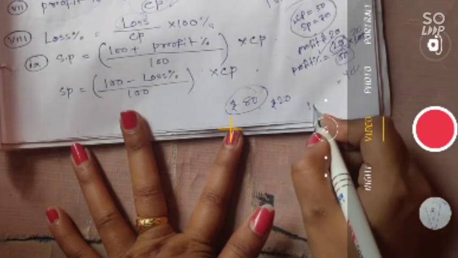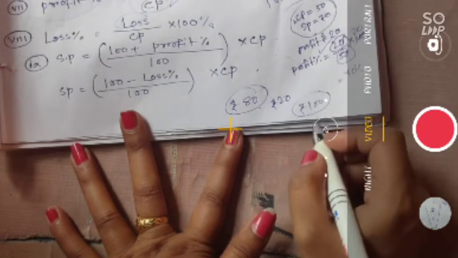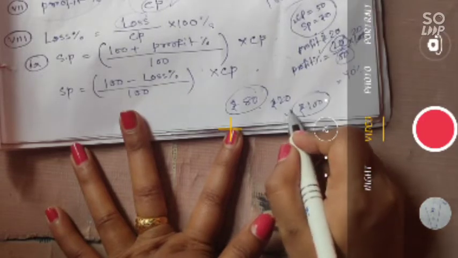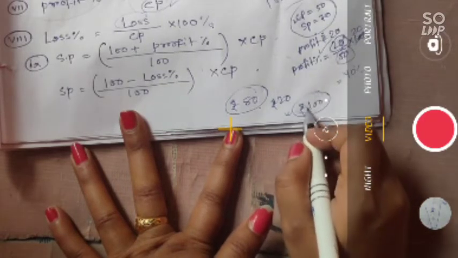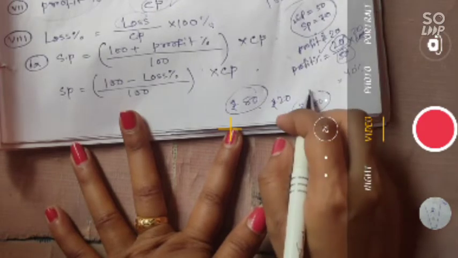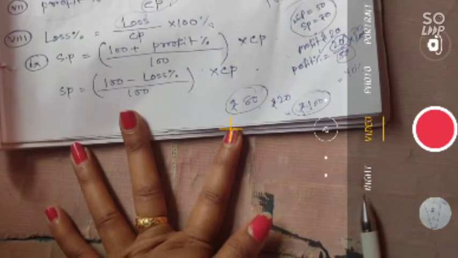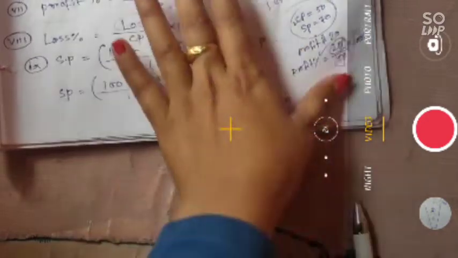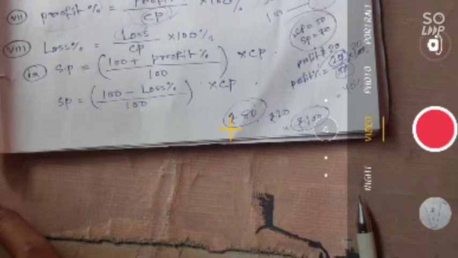How can you get this? How did you get 100 rupees, tell me. Okay, Noor, tell me. Who can tell me? Okay, I am telling you.